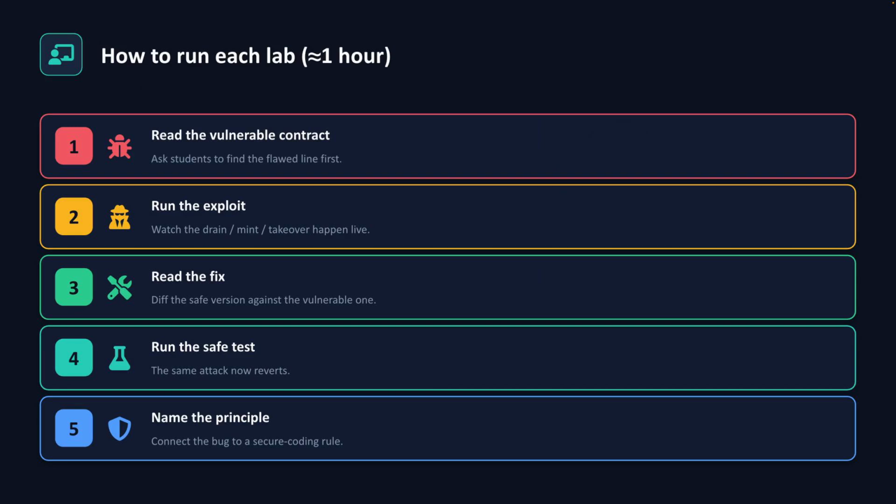After reading the vulnerable contract, you have to run the exploit. The exploit is one of watching how the DAO contract is drained, then the minting or the takeover happening live. Third, you have to read the fix. Fourth, you have to run the safe test. The same attack now reverts after fixing the vulnerability. And at the 5th step, you have to name the principle. While naming the principle, you are connecting the bug to a secure coding rule. So here, you are learning while implementing.